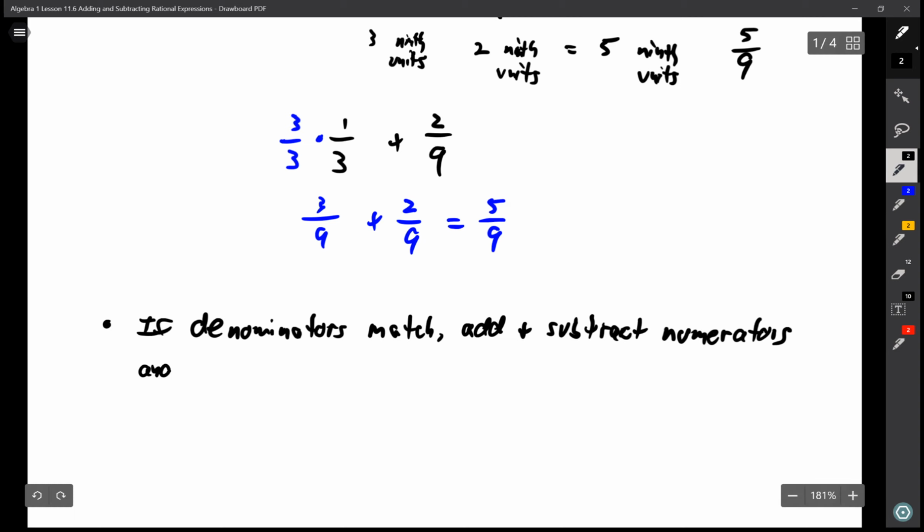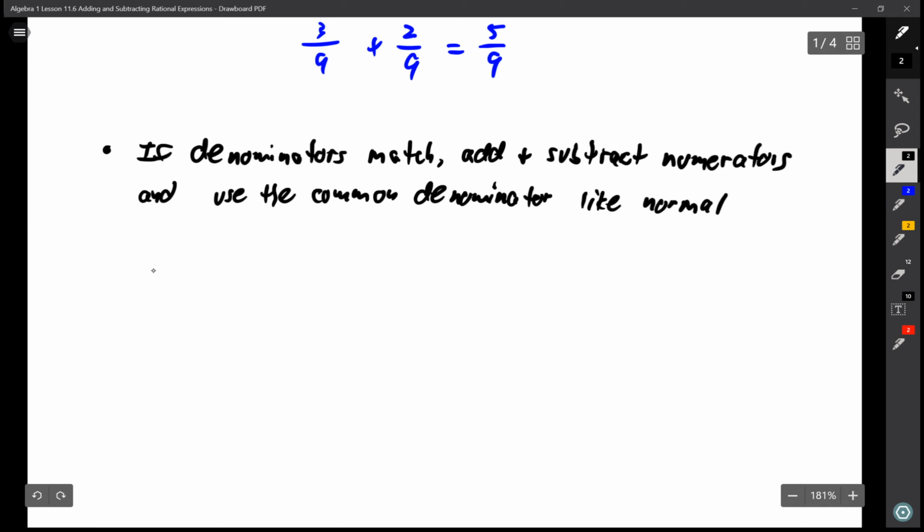And use the common denominator like normal. So an example of what that would look like could be, let's say we have 5 over x plus 1 plus 2x over x plus 1.